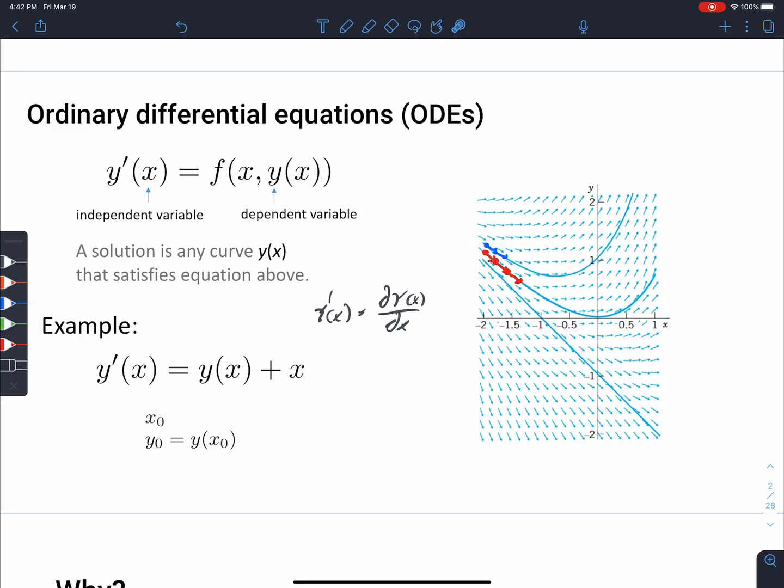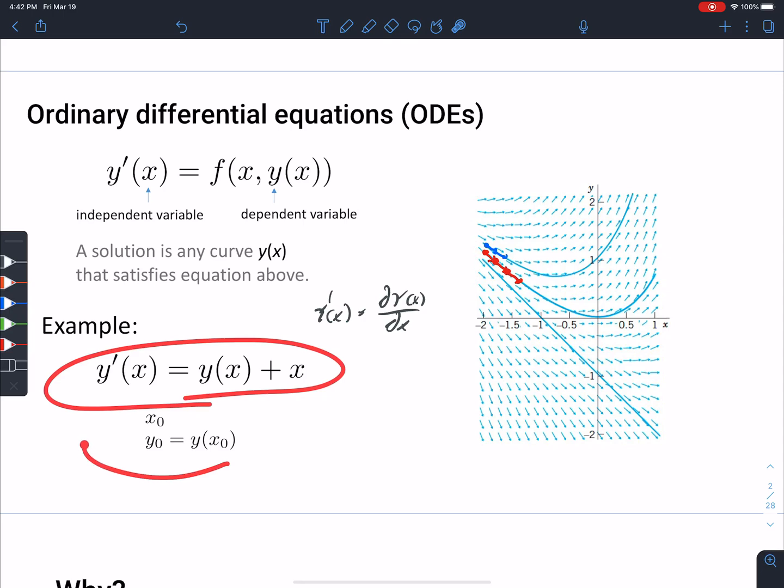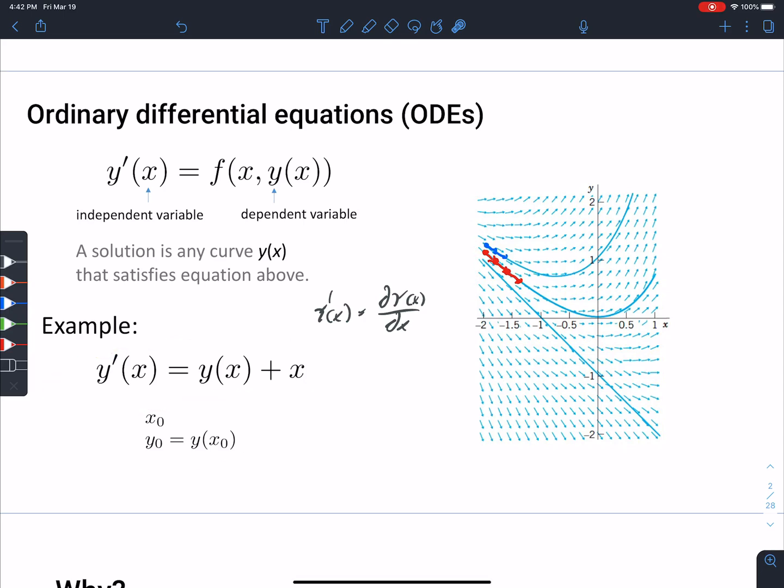So the equation by itself doesn't specify a unique solution. To specify a unique solution, you need the differential equation plus the initial values. And this is what is known as an initial value problem. Sometimes we abbreviate this by IVP.